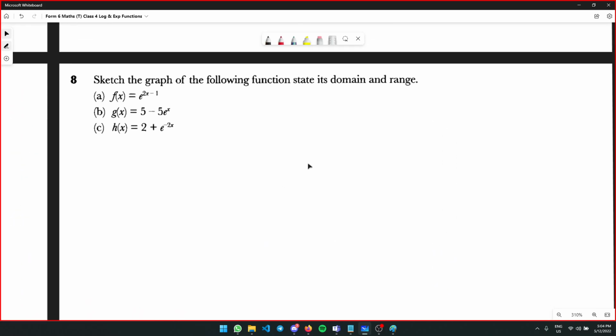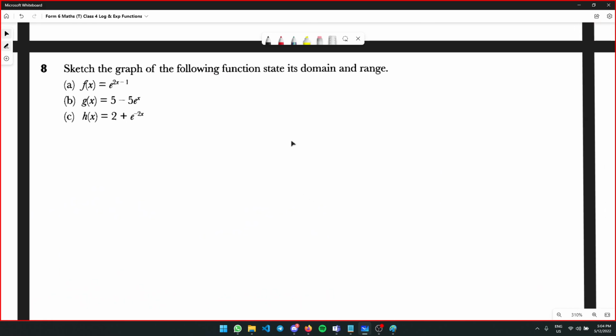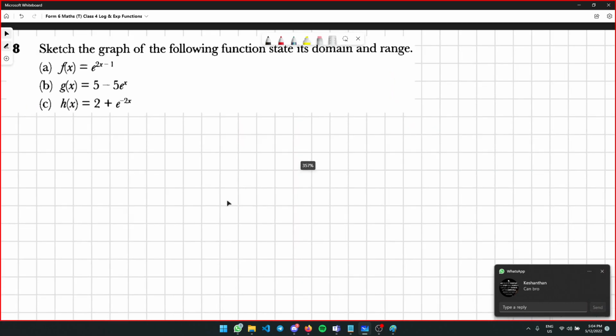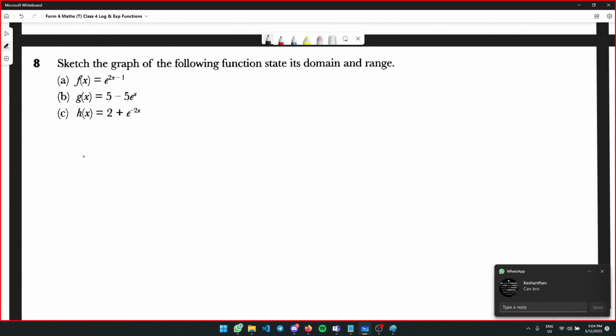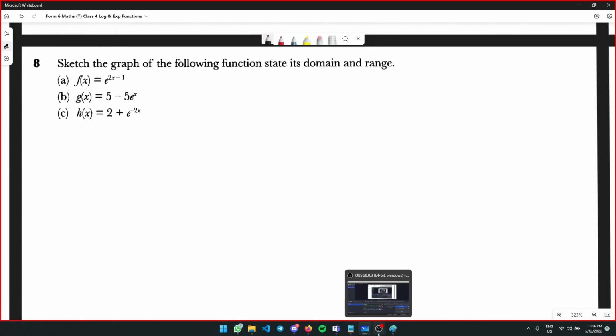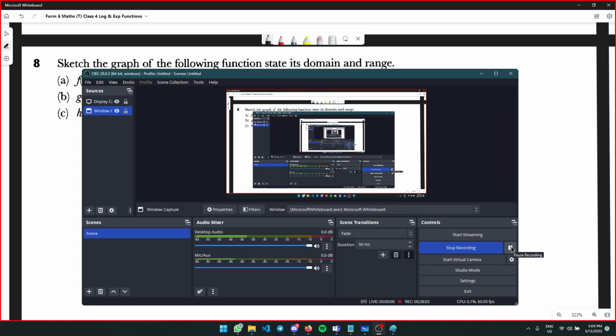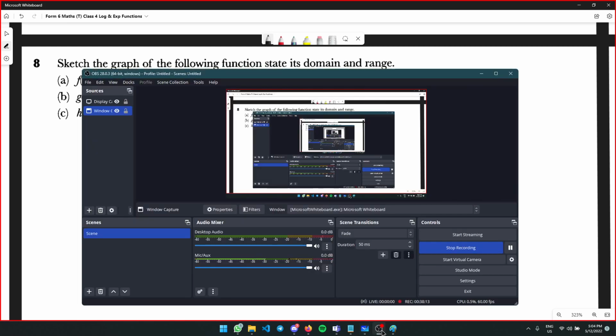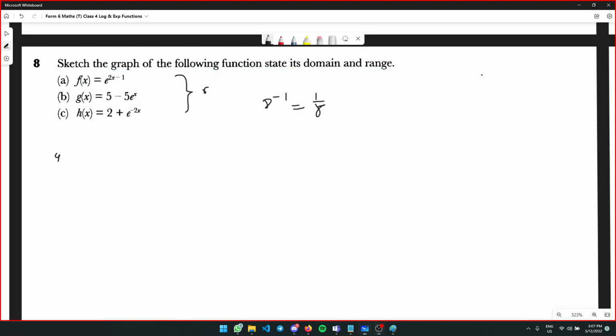Okay. Now for your favorite questions. Here's the graph of the following, and state its domain and range. Okay, have a try. I think all of this will take around 6 minutes, 2 minutes for each sketch. This sketch, no need to be so precise. So let's try question A.